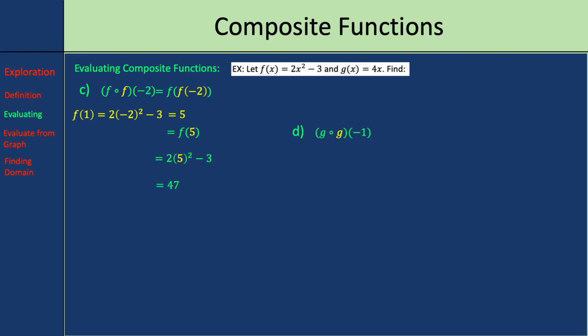And then part D, g composed with g at negative 1, which by definition is g of g of negative 1. So I do the inside, g of negative 1 is negative 4. And then I put that into the outside function, which is also g, so g of negative 4, which is negative 16.